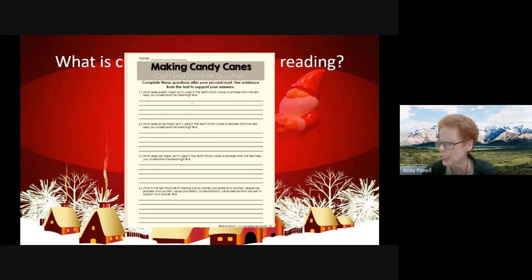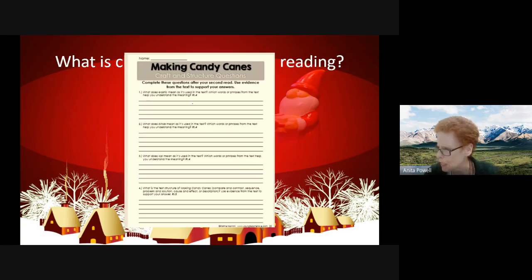What does bind mean as it's used in the text? Well, let's go back to the text. It binds other ingredients. Starch binds other ingredients, helping them stick together. So bind causes something to stick together, or causes two things to connect or stick together.